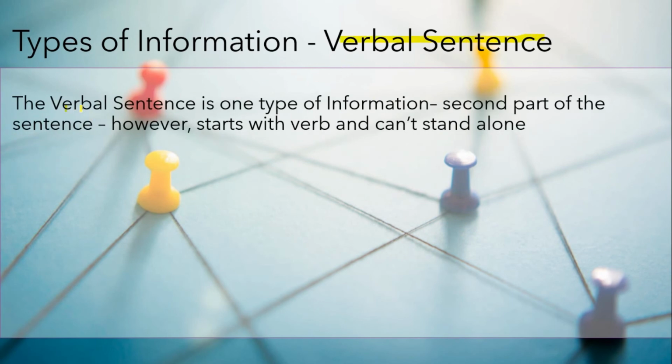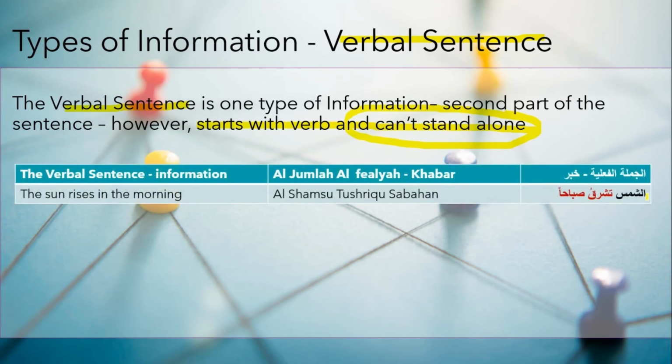So let's go to the third type, which is the verbal sentence. Exactly the same as nominal, but this time it will be a verb. So the information will start with a verb, not with a noun. الشمس, this is a noun. تشرق صباحا, the sun rises in the morning. So الشمس is the noun, and تشرق صباحا is the information. As you notice here, the information starts with a verb, which is تشرق. Because it starts with a verb, we said that this type of information is a verbal sentence.